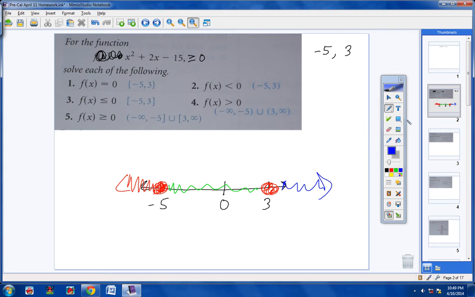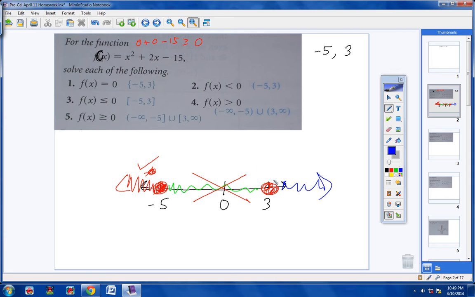Very quickly, if we test a negative 6 right here, we're going to get 36 minus 12 minus 15, and that's going to give us 36 minus 27, 9, which is greater than 0. And that of course is true, so this segment right here does check. Now for our middle section here, let's substitute 0 in and see what we get. 0 squared is 0, 2 times 0 is 0, minus 15 greater than or equal to 0. Well, negative 15 is not greater than 0, so this segment does not work.